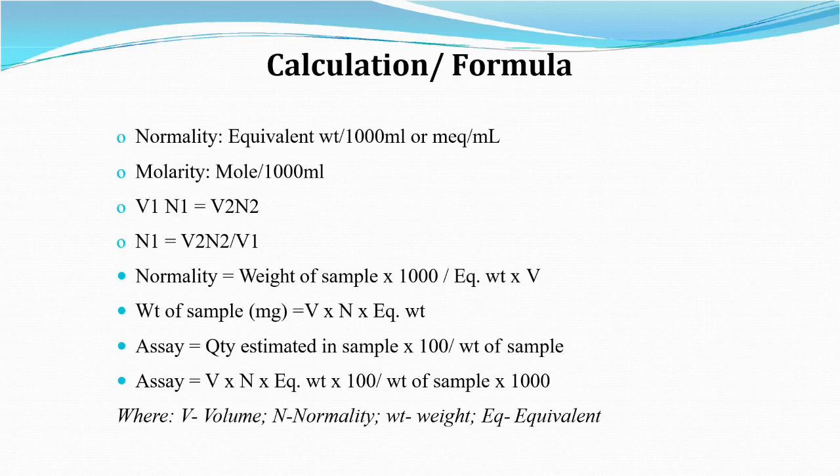And then this is the calculation. Normality or molarity. Normality is equivalent weight per 1000 ml. That is 1 normal, when one equivalent of the substance is dissolved in 1000 ml. Molarity is 1 mole per 1000 ml. N1V1 equals N2V2 is the relation we have. That is the principle of equivalence. From this, we can easily calculate the strength of the unknown or the weight of the unknown sample.